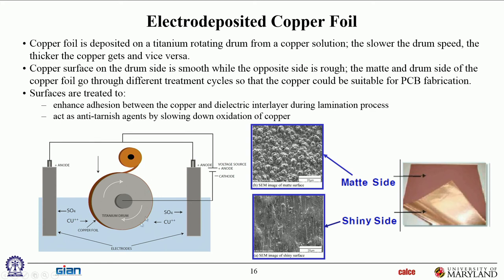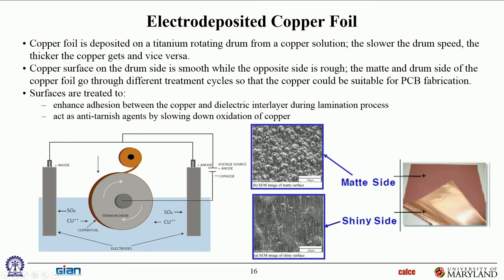So you'd basically turn this titanium drum round and round in this copper bath, and the copper would slowly crystallize onto that, and then you would roll it off of that to store it, to spool it. And the thing about electrodeposited copper that we need to know is that its texture is very different from rolled copper. There are two sides to it. The side that is on the drum is a shiny side. The side that is away from the drum is a matte side.